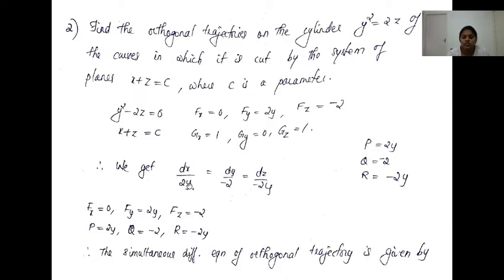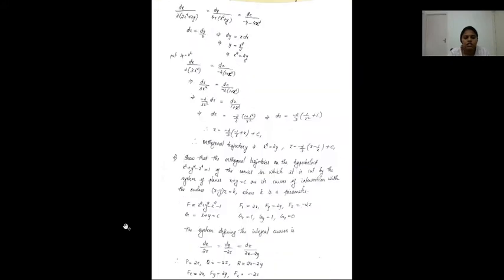Using that, you'll get P as 2y, Q as minus 2 and R as minus 2y. Now using these coefficients P, Q, R and these fx, fy and fz, we are going to find P dash, Q dash and R dash, which are the components of the simultaneous differential equation of the orthogonal trajectory. So using this, we will find out the value of P dash, Q dash and R dash.